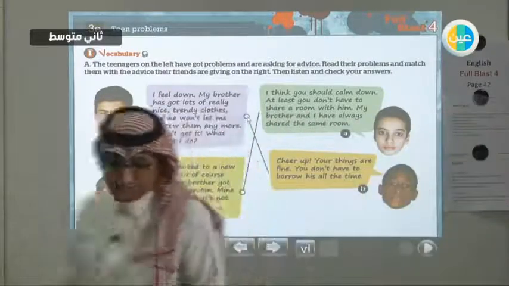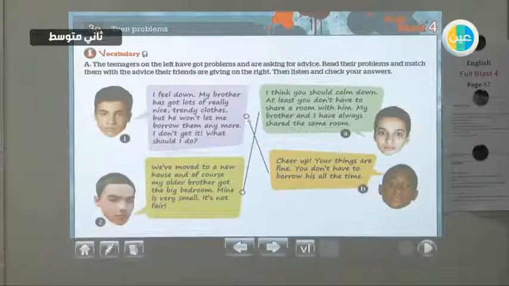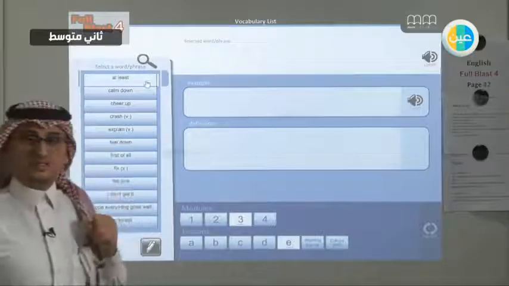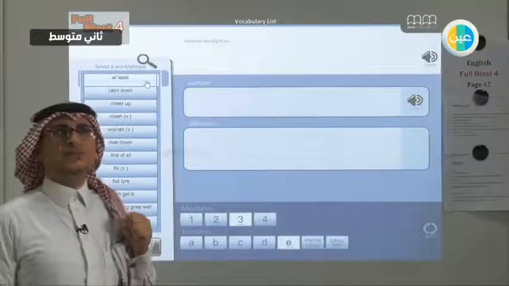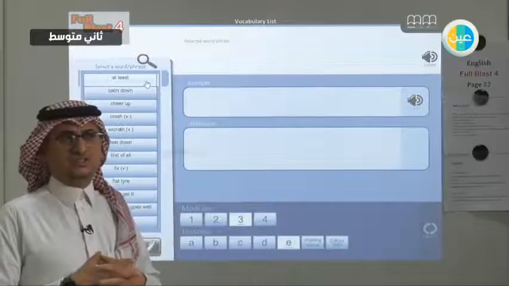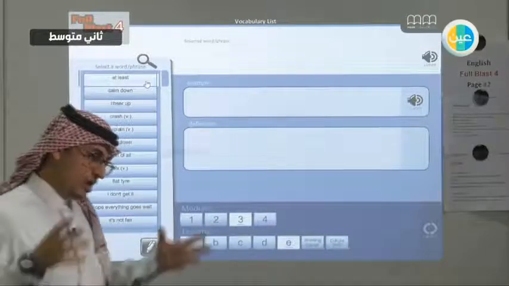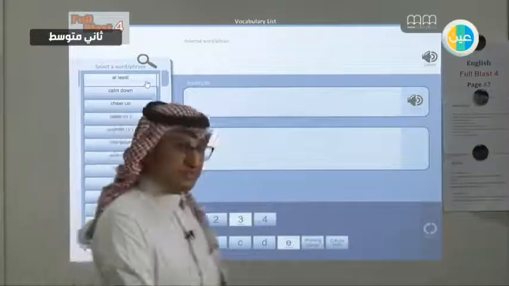Through the idea here of vocabularies. Okay. We have here the word at least. What do we mean by at least and why do we use at least? When do we use this word? What does at least mean? I'll give you an example.